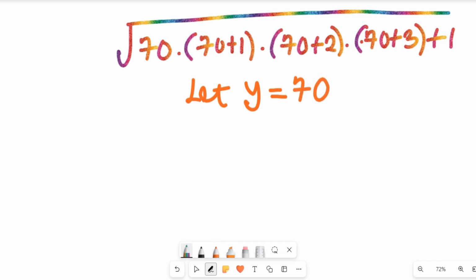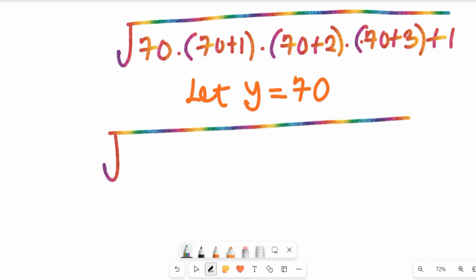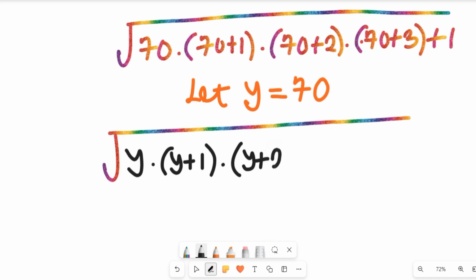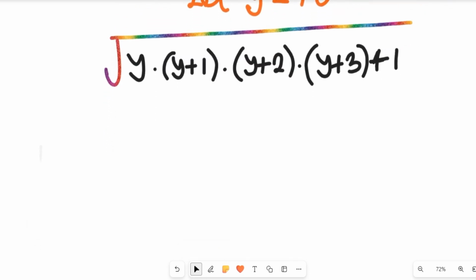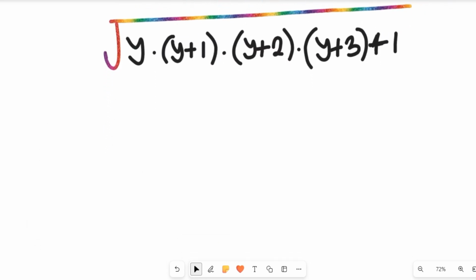So if we assume that, this whole expression will now give us the square root of y multiplied by y plus 1 multiplied by y plus 2 multiplied by y plus 3, and then plus 1. Great. So how do we expatiate this?